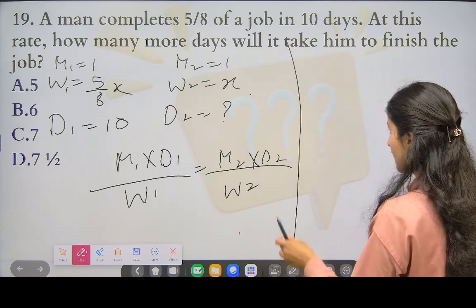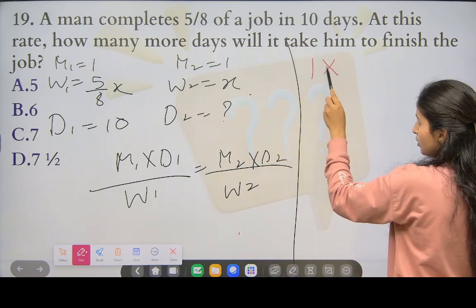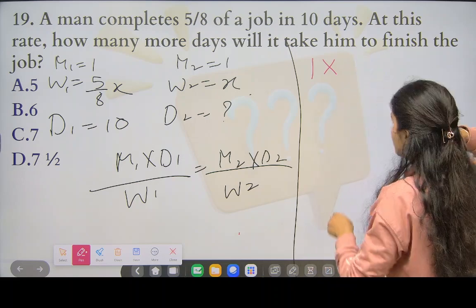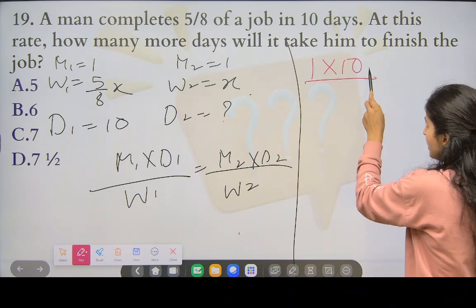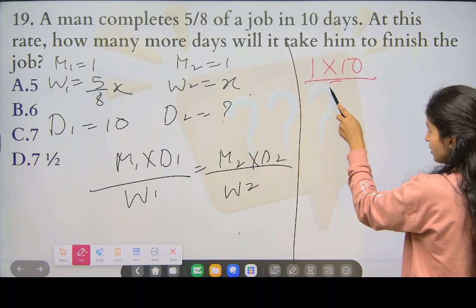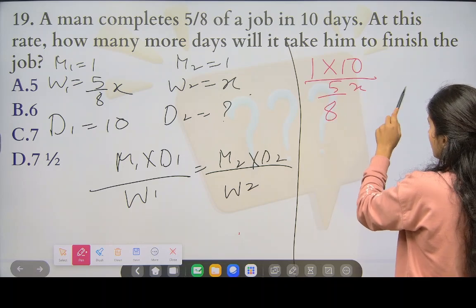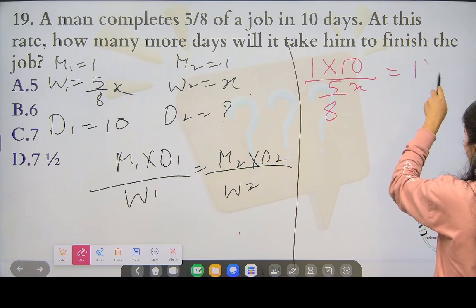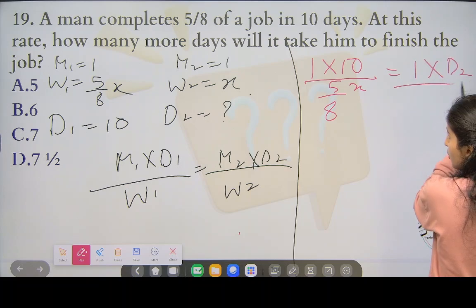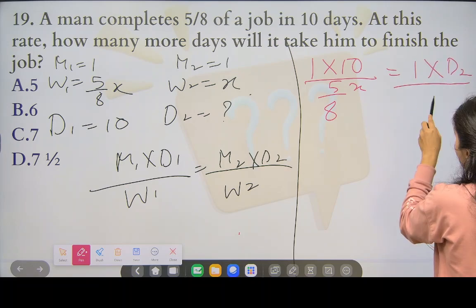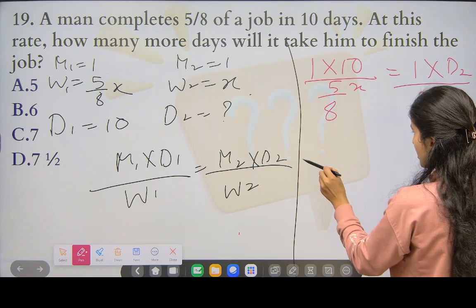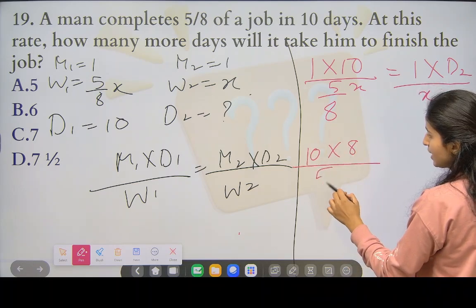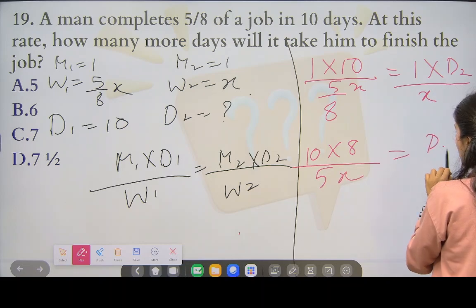Now see here. M1. What is M1? 1.5 by 8. What is the number of days? 10. Okay, 5 by 8, so 8 is in the denominator. X is equal to 1 into D2 upon X. Full job he is asking. Okay, so we know that 10 into 8 will go up. And 5x is equal to D2 upon X.